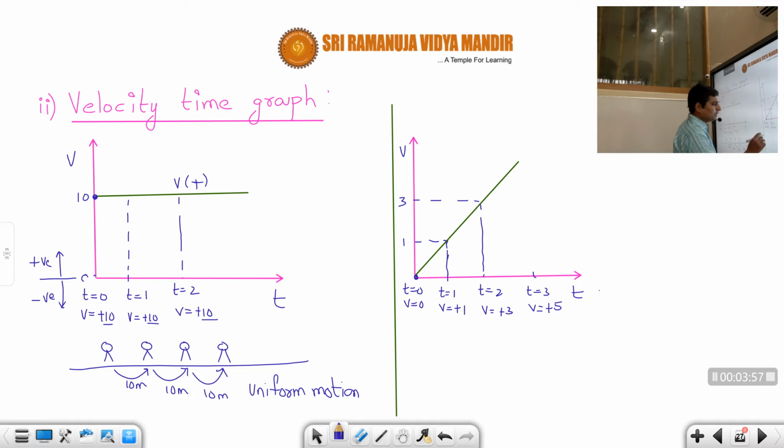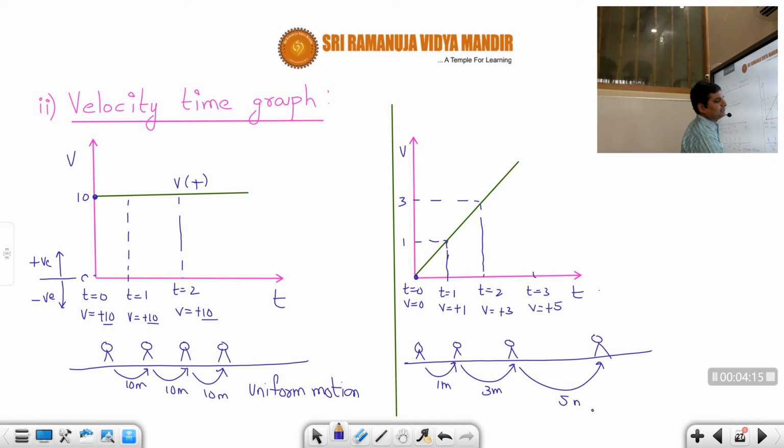So if you draw the photo diagram like this, initially the person is here. Then after some time here, after some time here, and after some time here. If you see the photo diagram, here you can see 1 meter per second. He will travel 1 meter in 1 second. Here he will travel 3 meters in 1 second. He will travel here 5 meters in 1 second, no?